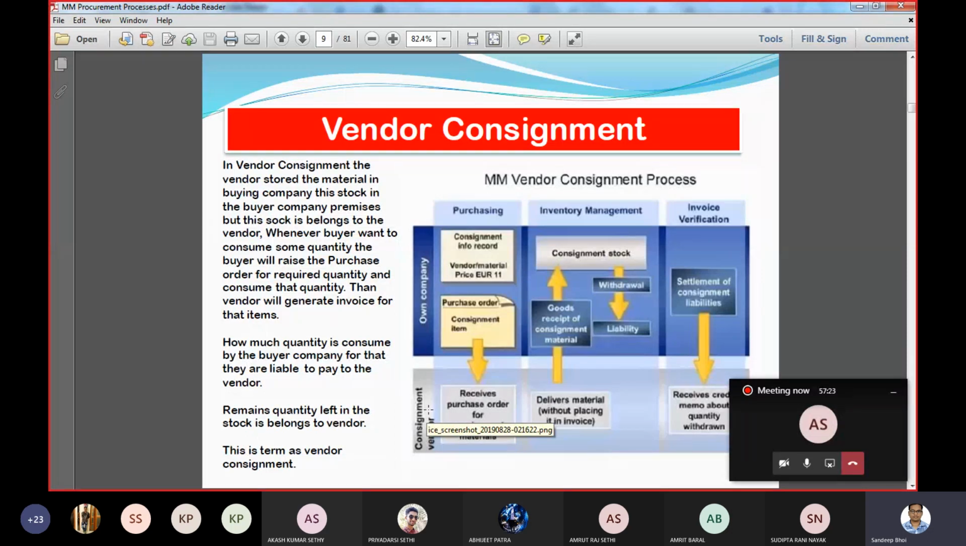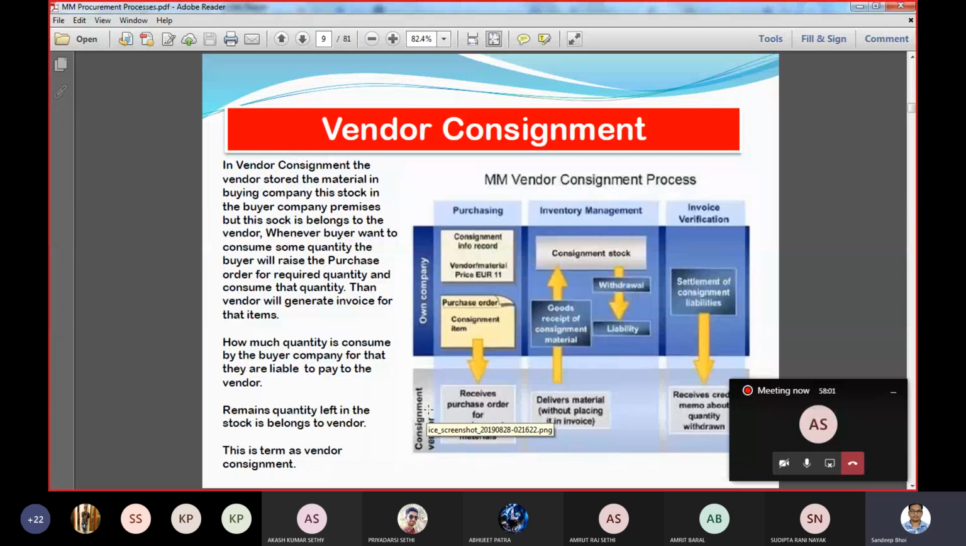Consignment means the company will ask a particular vendor to please provide some material to our company, and the consignment will be stored in our company area. Out of that, whatever material we use, only that much payment will be given by the organization to the vendor, and the vendor will also agree with that proposal. That is called vendor consignment.